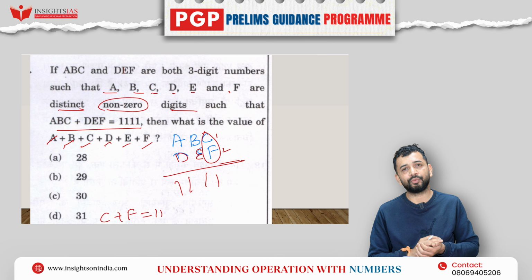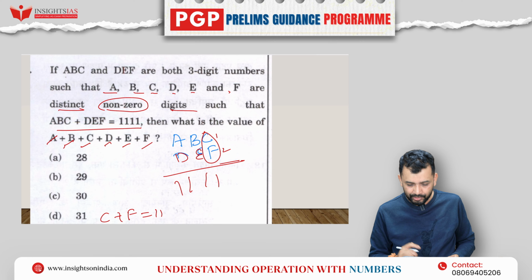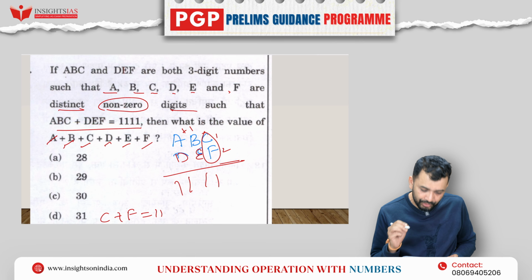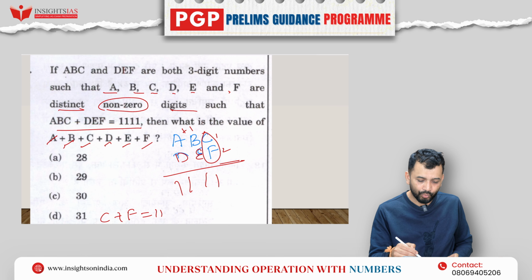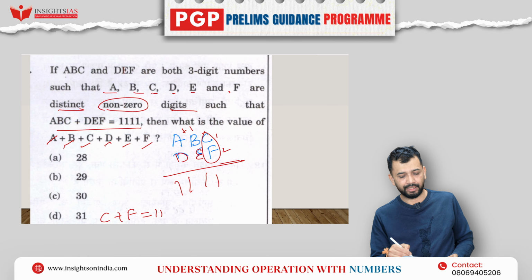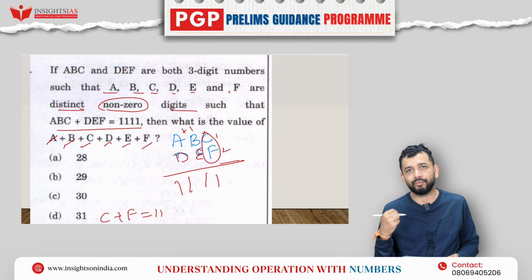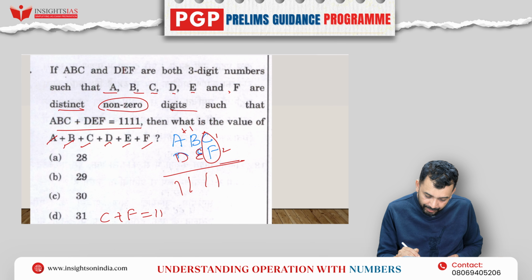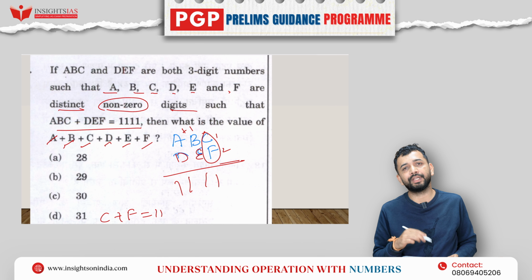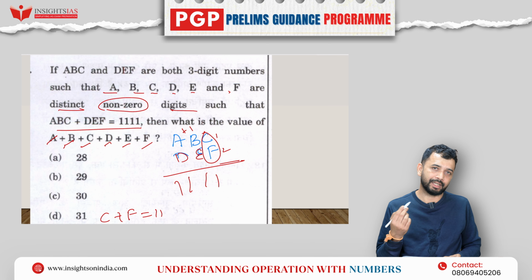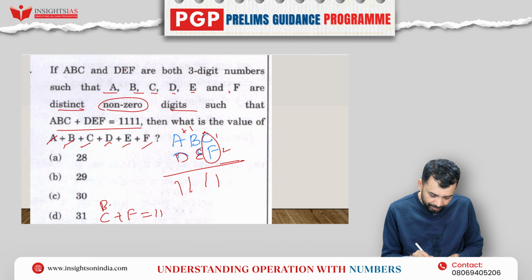When it is 11, what will happen? A 1 carry forward will happen. So I have to add 1 to this. Now if you look at this, 1 plus B plus E is again 1. If it is ending up with 1, again it should be 11. So B plus E plus 1 is 11. That means B plus E is how much? That should be 10, plus 1 will be 11. So B plus E is 10.